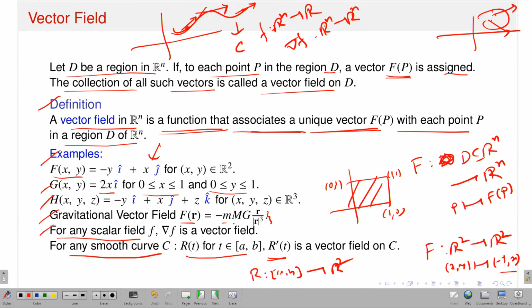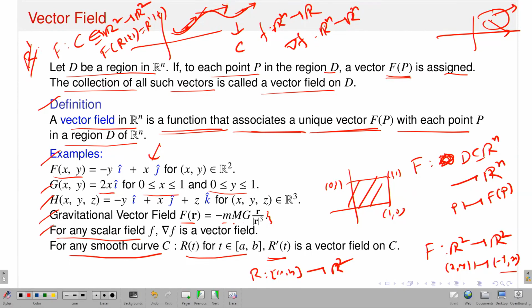Therefore, R prime of t is actually a vector field on C, because C is a subset of R2. What is R prime? R prime is a map. So what is the vector field? The vector field should be F, a map from C, which is a subset of R2, to R2. And what is that? F of R(t). Because for each t, R(t) is the parameterization, so for each t, R(t) is a point in C. And what is the vector field capital F? F of R(t) is nothing but R prime of t.